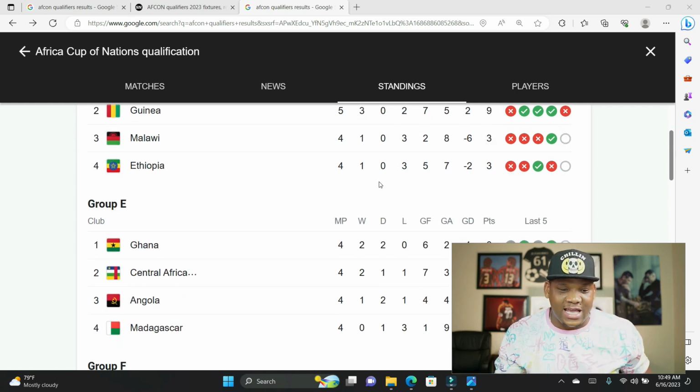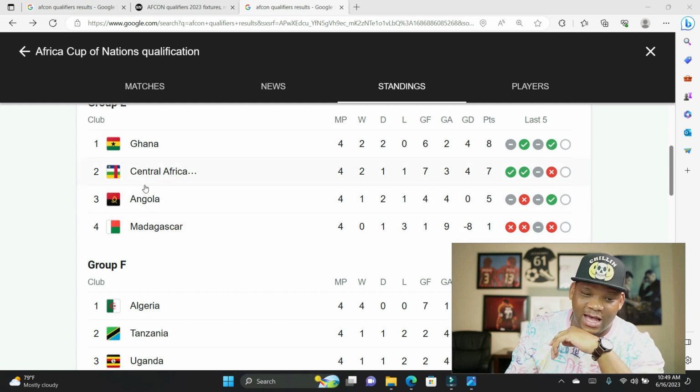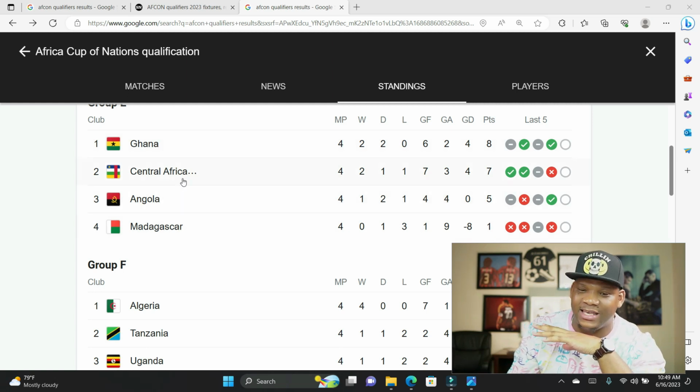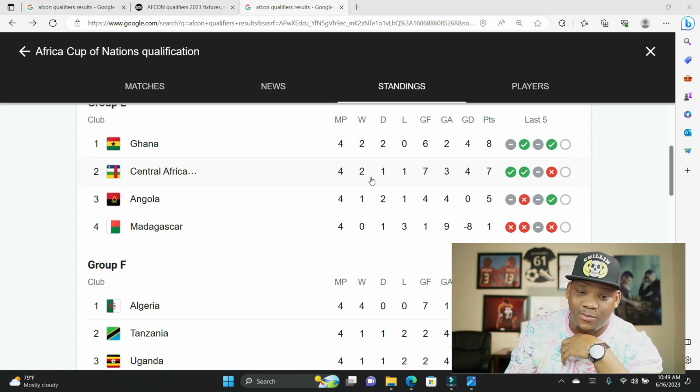Group E, Ghana, the Black Stars, are first in their group. Central Africa is second, then Angola and Madagascar. Now, this is a group that I'm kind of surprised by. Of course, I had Ghana as favorite, but I thought Angola would be second for sure. But I guess it's not the Angola of old. Pretty much all the teams have played the same number of games. So really, what Ghana need to qualify is a draw, to be honest. Ghana just need a draw to go through.